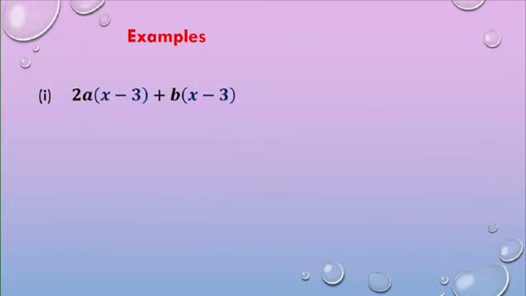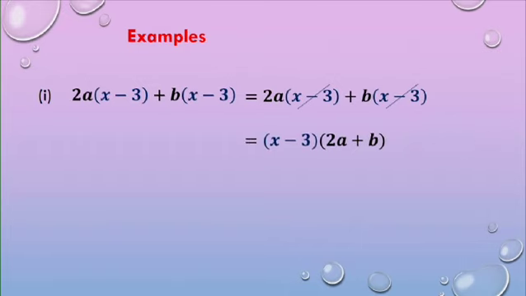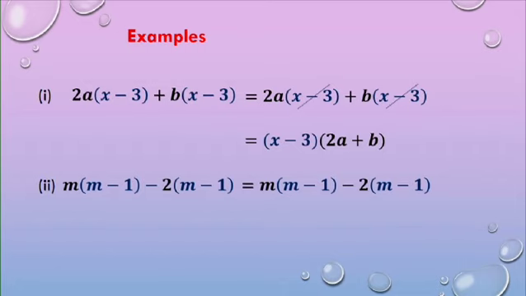Let's have a look at some more examples. 2a into x minus 3 plus b into x minus 3. The common factor here is x minus 3 within brackets. So we write x minus 3 in brackets first, followed by 2a plus b in brackets. m into m minus 1 minus 2 into m minus 1. The common factor is m minus 1 within brackets, so we write m minus 1 within brackets first, followed by m minus 2 within brackets.